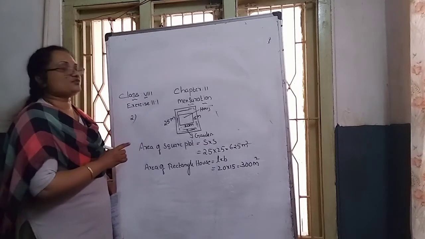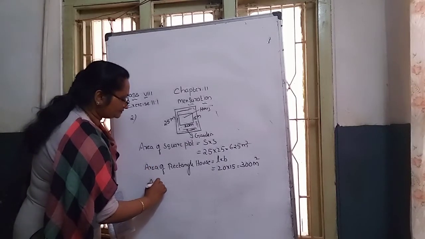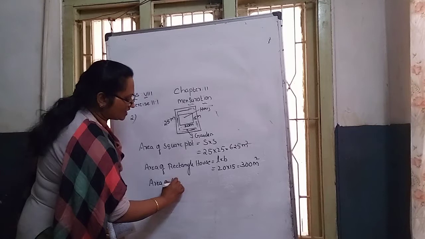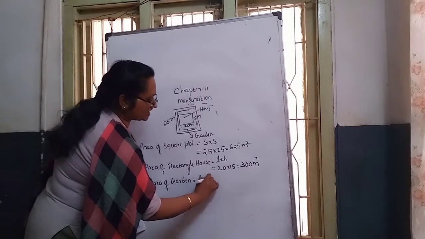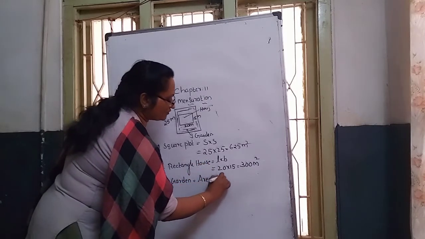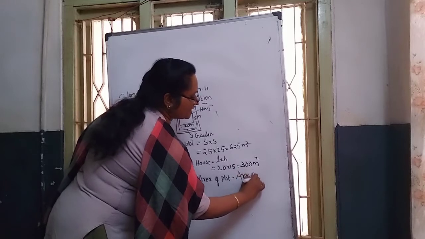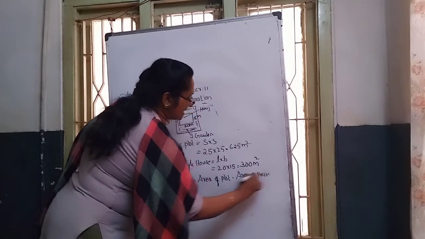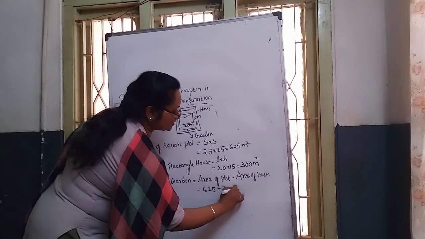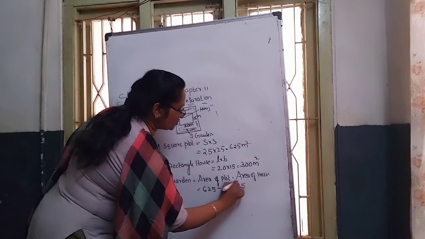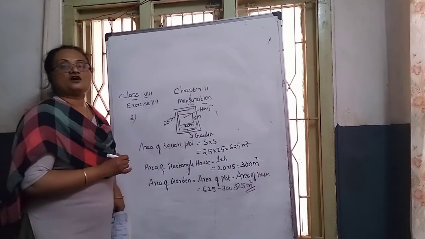We want the area of the garden. Area of the garden, how to find it? Area of the garden is equal to the area of the square plot subtracted with the area of the house. The square plot area is 625 subtracted with the 300. So subtraction gives 325 meter square, the area of the garden.